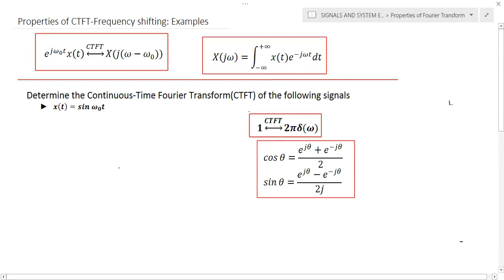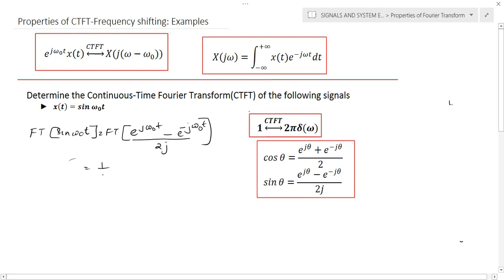Similarly, you can approach the next problem, sine omega 0 t. By using Euler's formula, you can expand sine omega 0 t like this. So the Fourier transform of sine omega 0 t can be written as the Fourier transform of e raised to j omega 0 t minus e raised to minus j omega 0 t, divided by 2j. We can apply the linearity property here and split this expression.